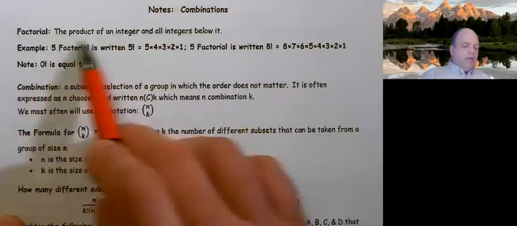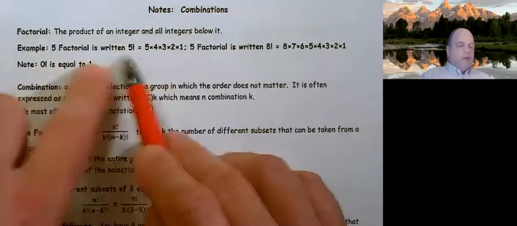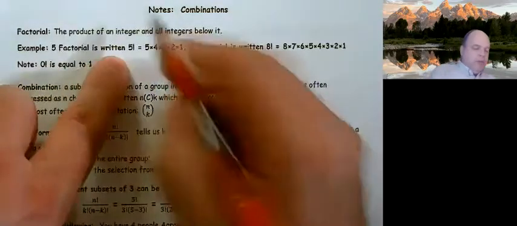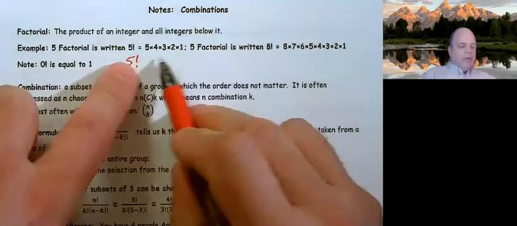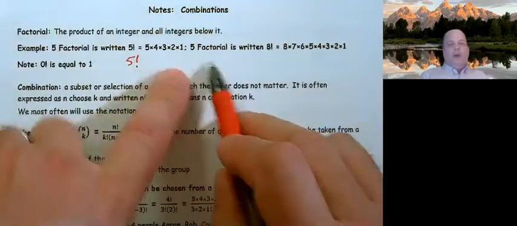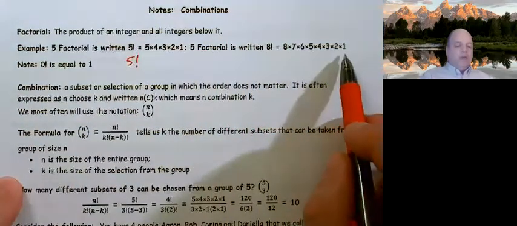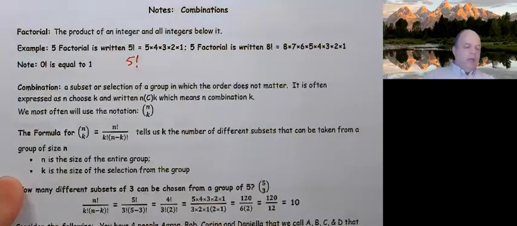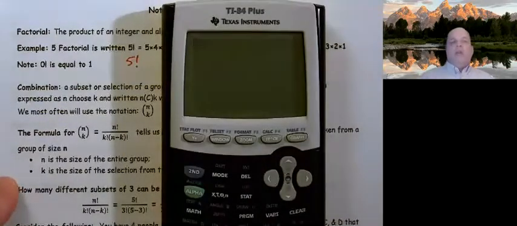A factorial is the product of an integer and all the integers below it. So if I write 5 factorial, which is written as 5 exclamation point, it equals 5 times 4 times 3 times 2 times 1. 8 factorial is 8 times 7 times 6 times 5 times 4 times 3 times 2 times 1. Now on your calculator, and by the way, once again, this is an informational video. This is not something you're going to be required to do.